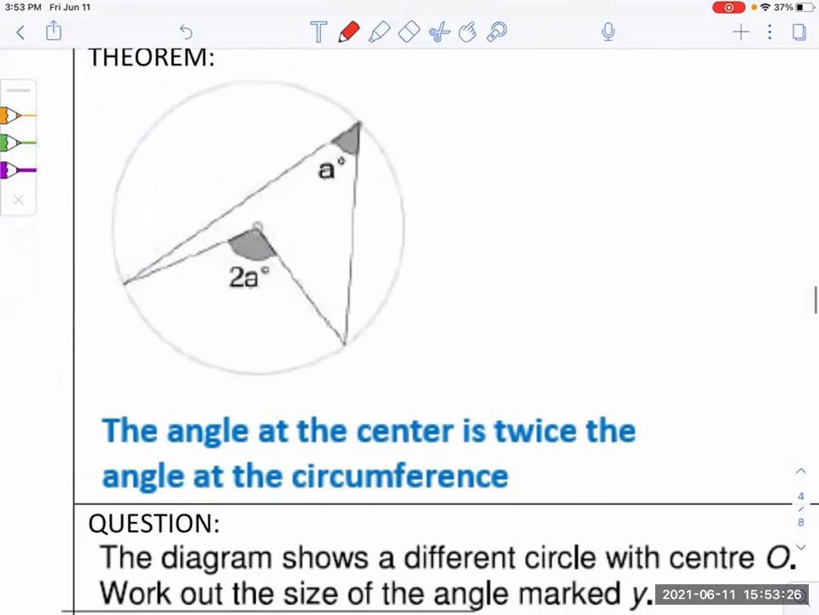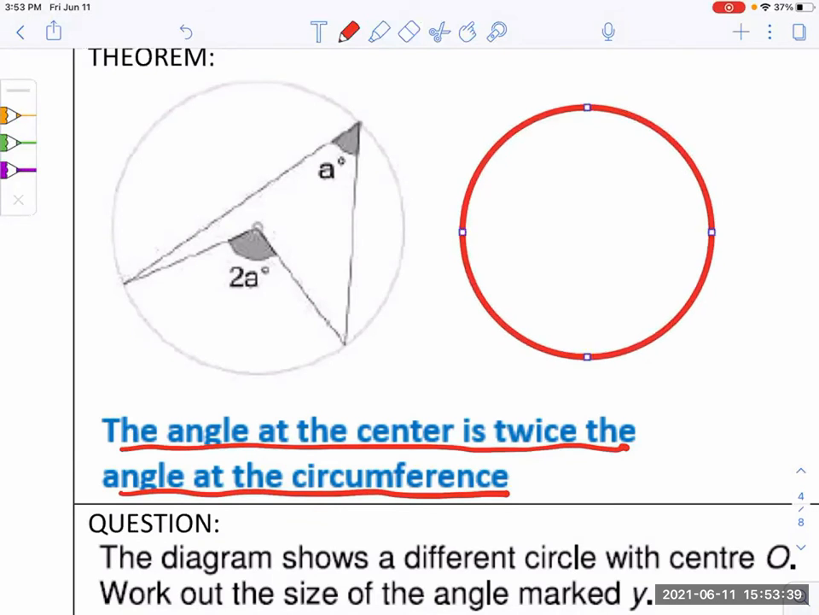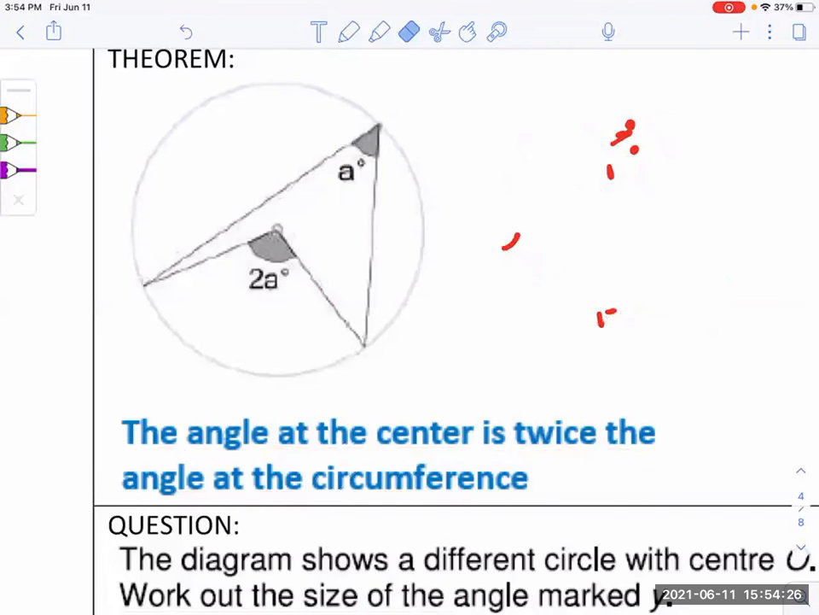Let's go through the theorem first. The angle at the center is twice the angle at the circumference. So if I have a circle and a center angle, this angle is twice the angle at the circumference. I could draw it like this as well. These angles are the angles at the circumference, and the angle here at the center is 2 times. So if this angle is 75, here would be 150. If this angle is 200, here would be 100 degrees. Do you all see that? Yes, Miss. All right, let's go.